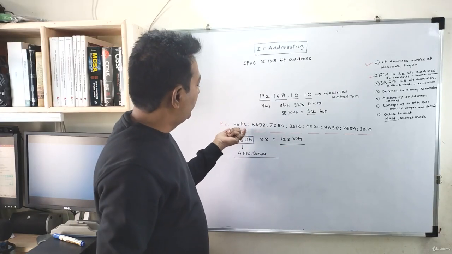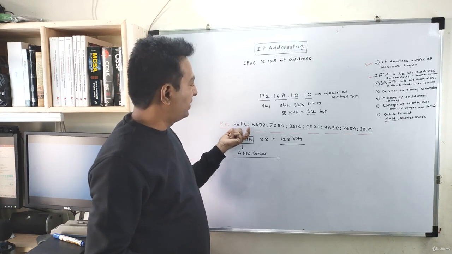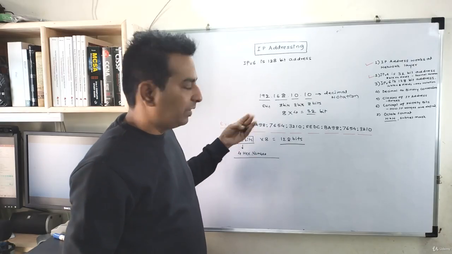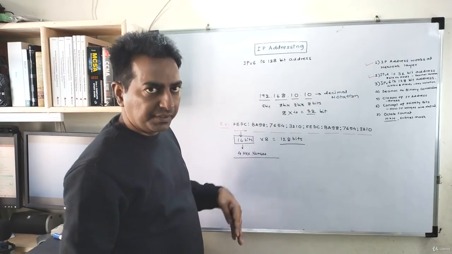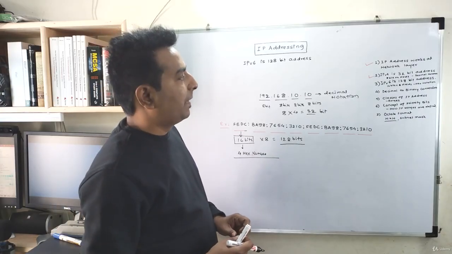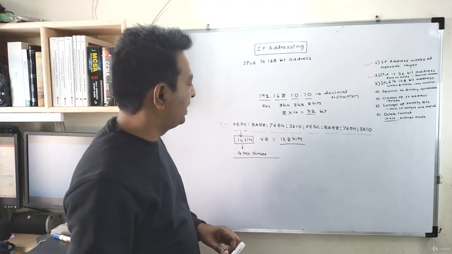Okay, so this is an example of the first field. If you want to convert this to binary, we will discuss that in more detail in the decimal to binary conversion or hex to binary conversion in the upcoming session.